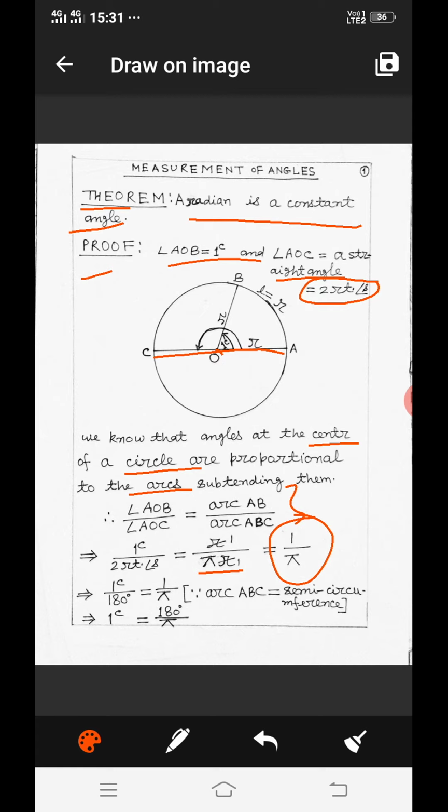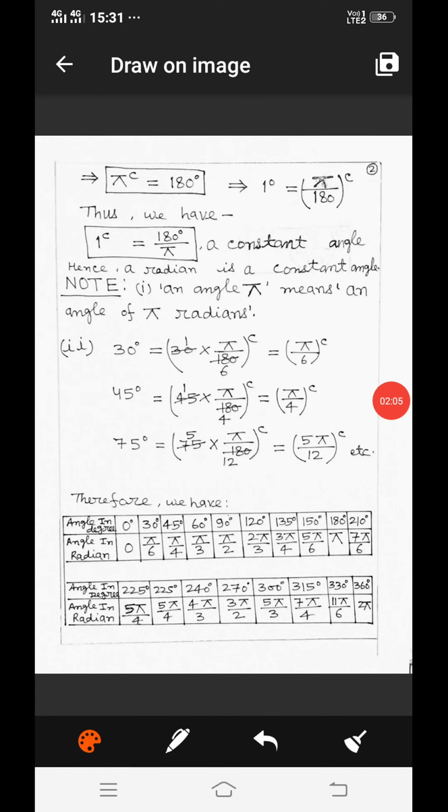This implies that 1 radian by 180 degree equals 1 by pi. So 1 radian is equal to 180 degree by pi, which is a constant. From above we get pi radian is equal to 180 degree, and this implies that 1 degree is equal to pi by 180 radian. Thus we have 1 radian equal to 180 degree by pi, a constant angle. Hence a radian is a constant angle.